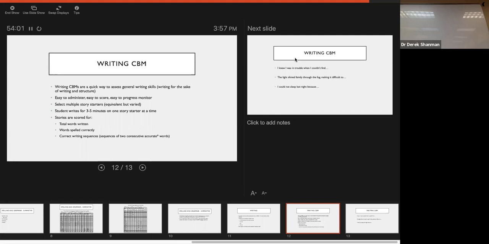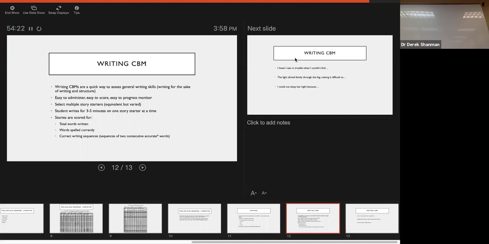I'll give you guys the benefit of the doubt being college students, and I'll assume that your total words written are your total words spelled correctly. But if that's not the case, go back and figure that out later. That's your second data point. The third data point is what's called correct writing sequences. This is a little bit harder to calculate.